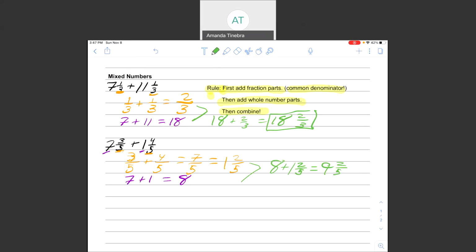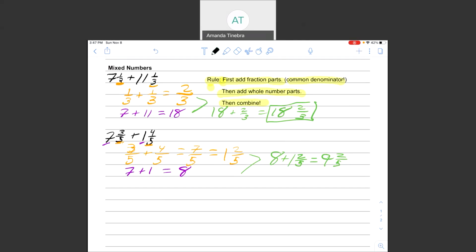The problems you get are not always going to give you a nice common denominator. So let's look at one example without a common denominator, because just like all adding fractions problems, you still need a common denominator. So let's say I had 1 3/4 and I have 3 1/2. As previously, the first thing I want to do is add my fraction parts, which are 3/4 and 1/2. But to solve these, I actually need to find a common denominator.